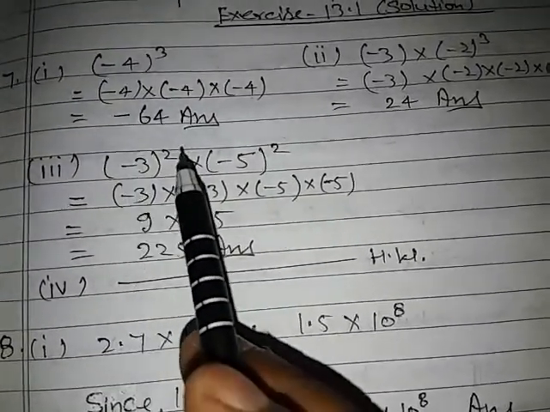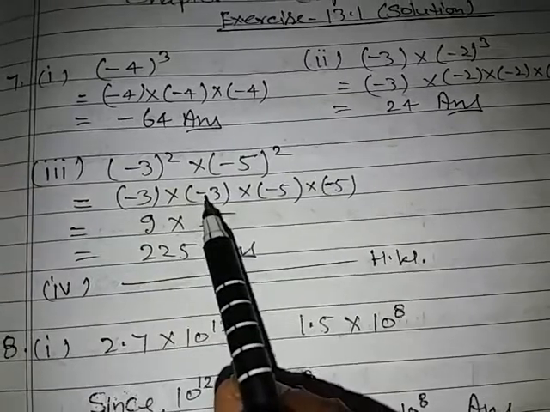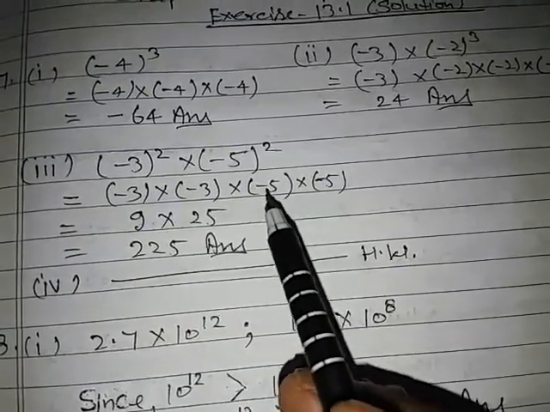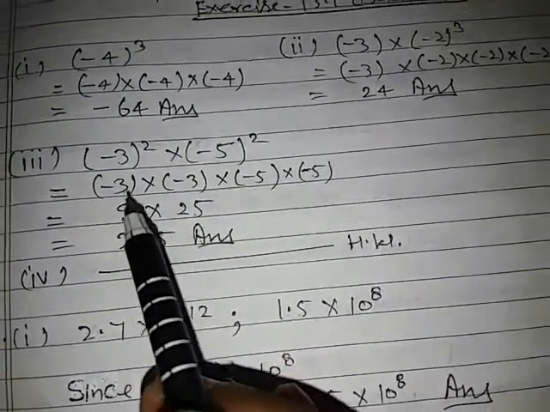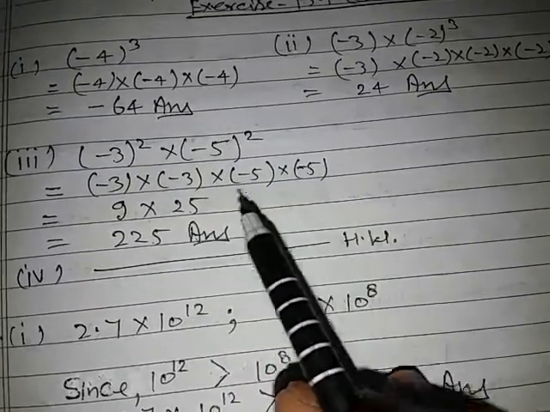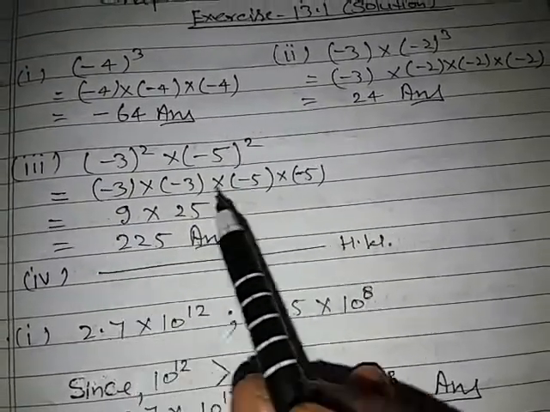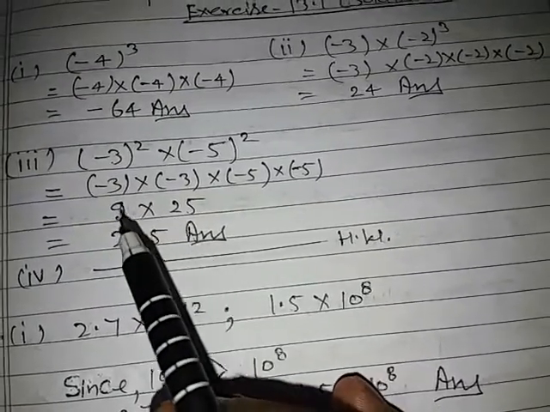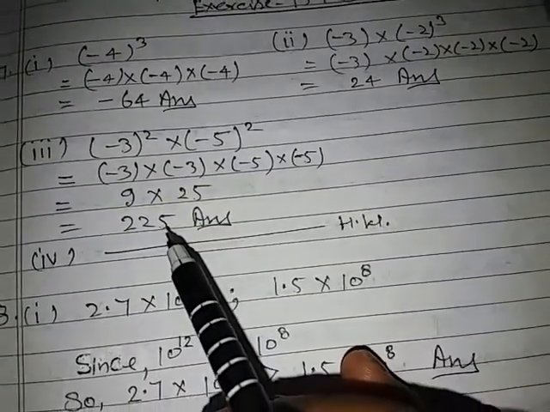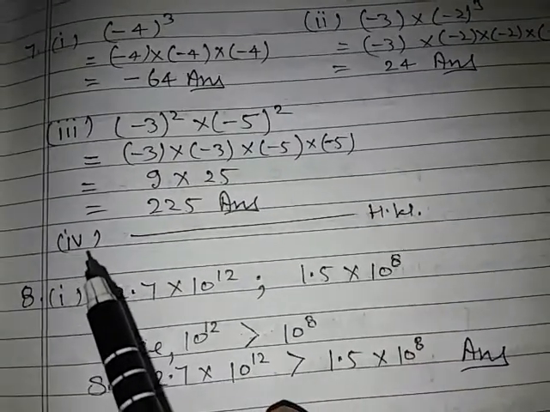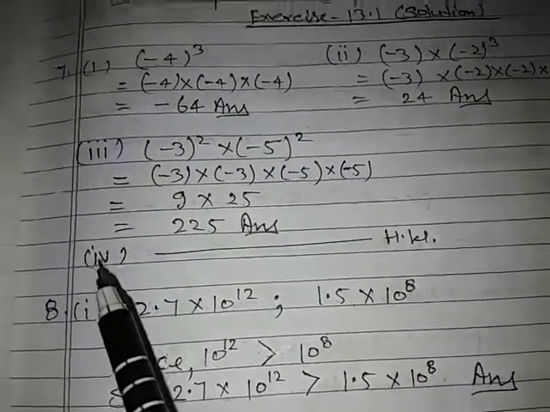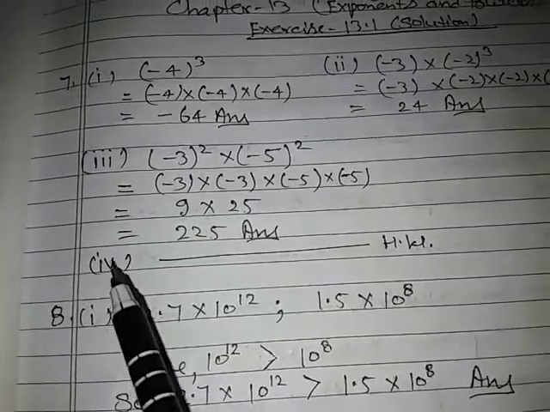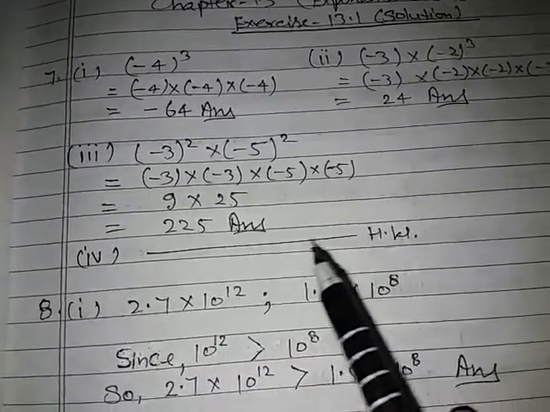Next part 3 is minus 3 to the power 2 into minus 5 to the power 2. Minus 3 to the power 2 means minus 3 into minus 3, and minus 5 to the power 2 means minus 5 into minus 5. Now 3 3s are 9, 5 5s are 25, minus minus plus, minus minus plus. Now 25 9s are 225. Similarly, you can solve part 4 of question number 7 as homework.